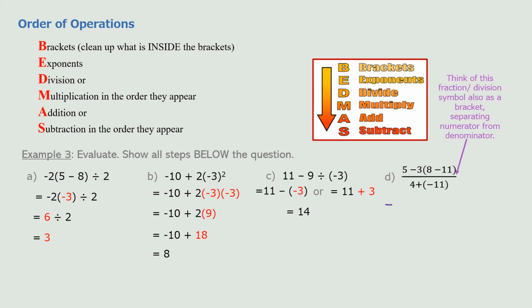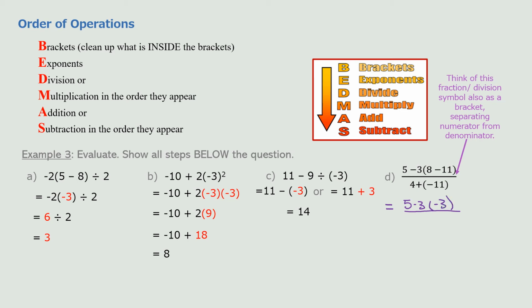So first I start with my equal sign. Now I'm going to put this operation symbol here for division first, and I'm just going to look at the numerator. What should I do first in the numerator? The brackets, 8 minus 11. So I'm going to do that first. 5 minus 3, not touching that yet. But 8 minus 11, that's going to go in the brackets.